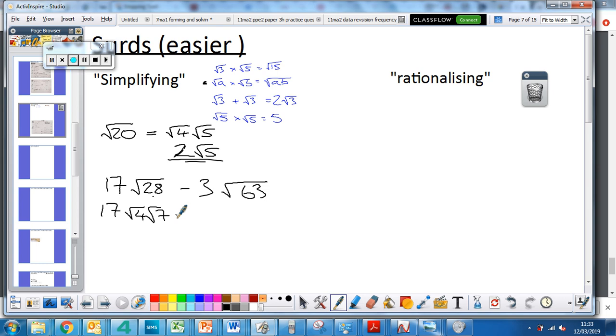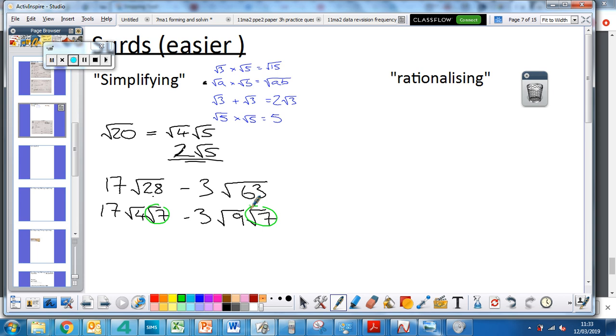Remember, a factor pair where one of them is a square. Same over here. You're looking for a factor pair where one of them is square. We know 63 is 9 times 7. We know 9 is a square number. So this can then become... Notice very quickly that this leads to both of them being in terms of root 7. You know you're on the right track when this happens.